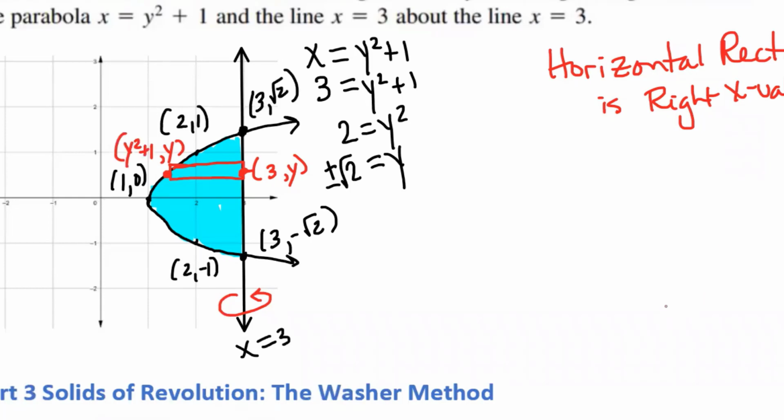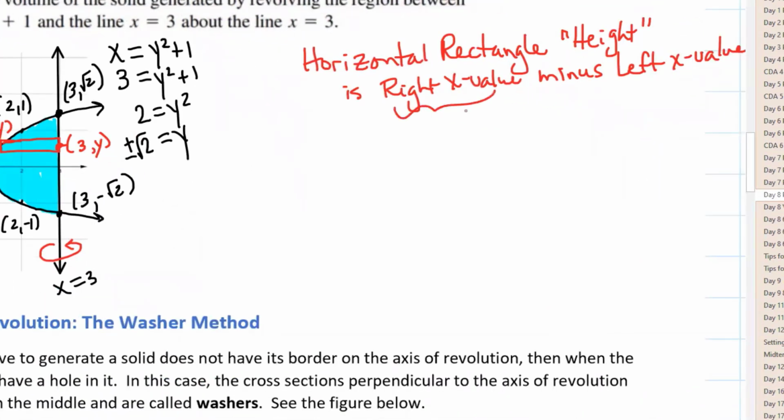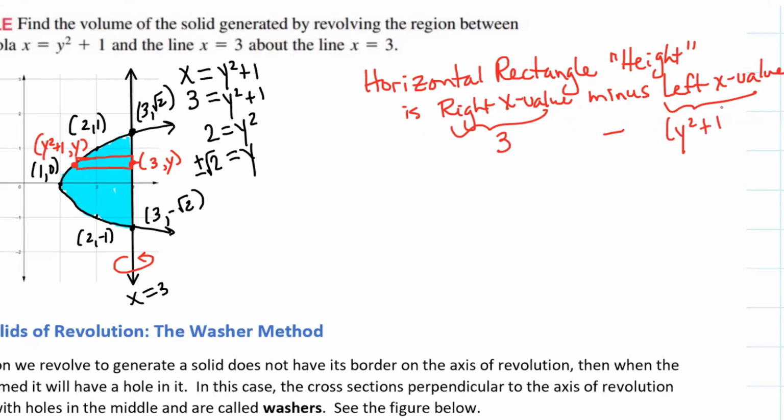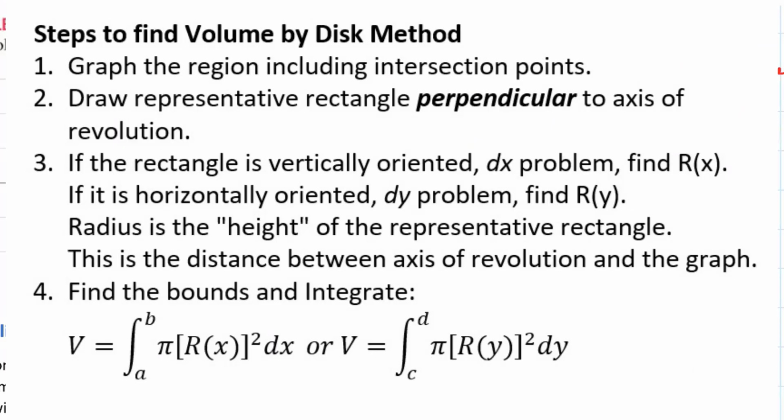So when I say right x value minus left x value, the right x value is 3 in this case, minus the left x value, which is y squared plus 1. So that means that we have r of y is equal to 3 minus y squared minus 1, or 2 minus y squared. All right, so we have completed step 3.